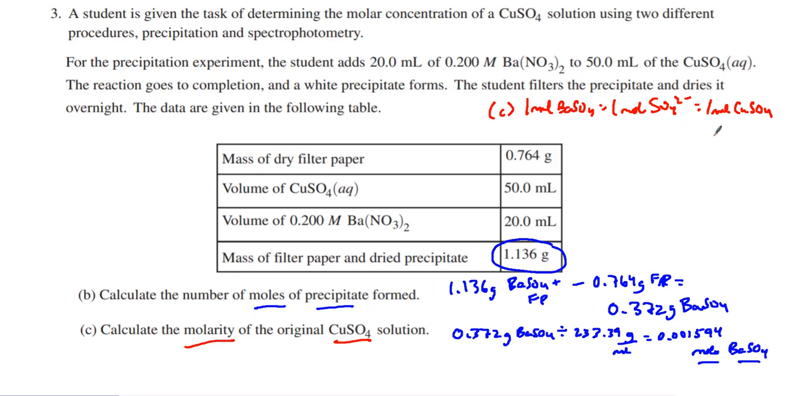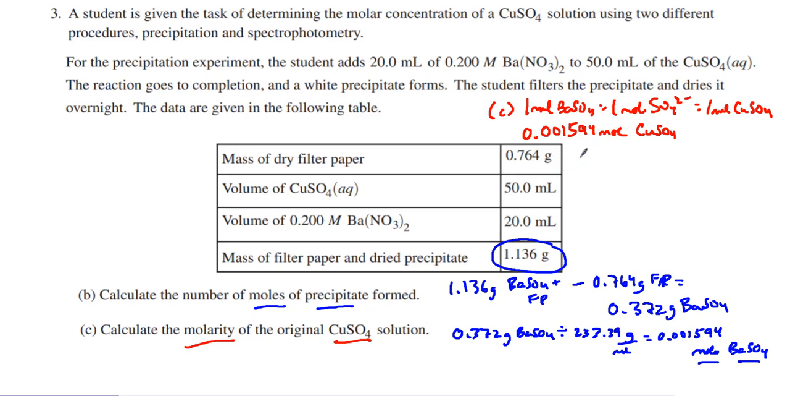It's a 1-to-1-to-1 ratio, which means that we know we have 0.001594 moles of copper sulfate. How do we know that? The moles of barium sulfate is the same as moles of the copper sulfate. And doing this little reasoning right here is sufficient for AP reviewers.